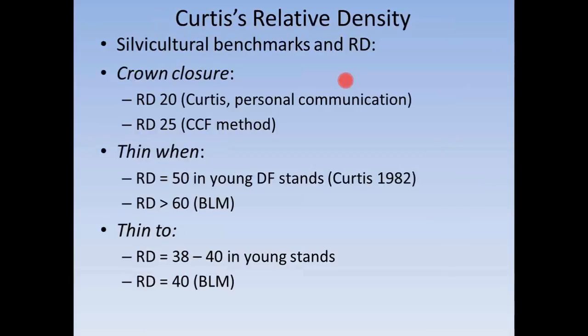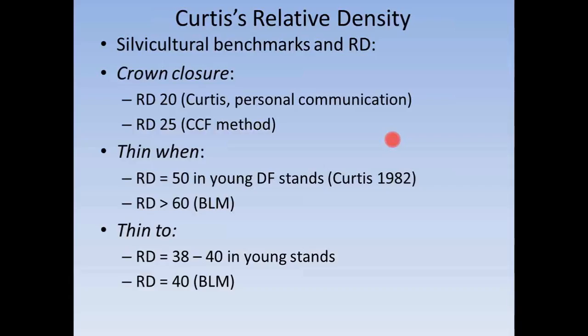Okay, so we looked at how RD is measured. What are some of the silvicultural benchmarks? I was in touch with Bob today and asked him, what point would you call a crown closure? And he replied that he was not aware of any empirical work, but he thought RD 20 was about the point of crown closure, so perhaps that B-line. And I used the CCF method, so at what point would we reach 100% crown competition factor, and I got an RD of about 25, so we agree pretty closely.